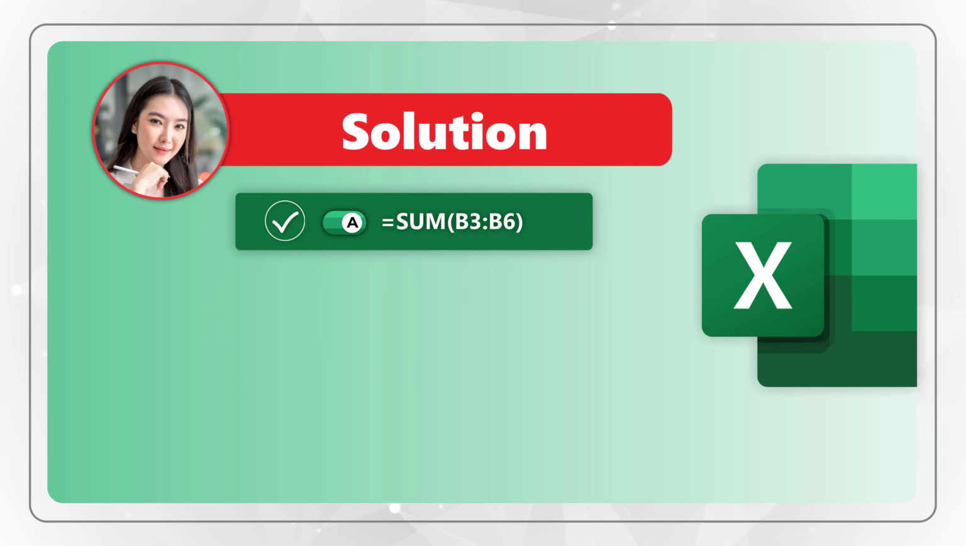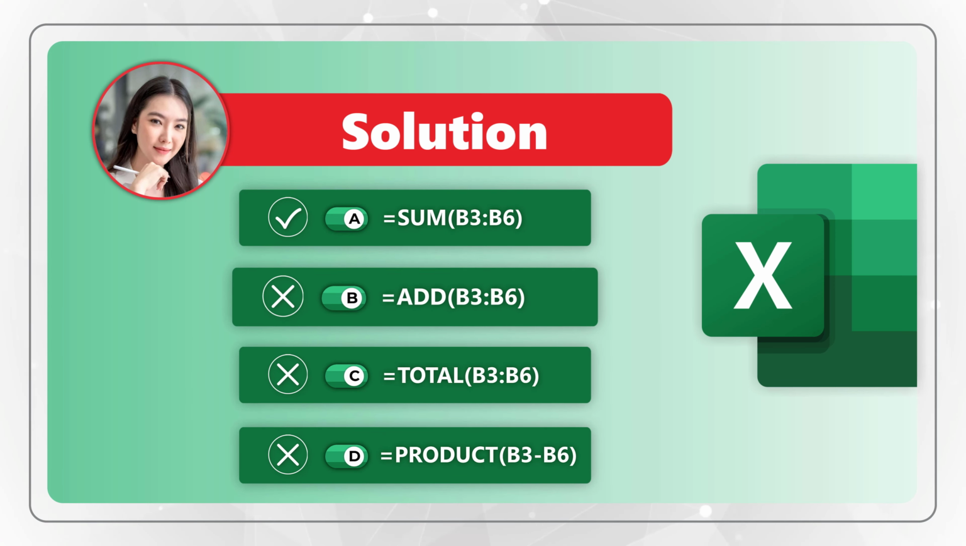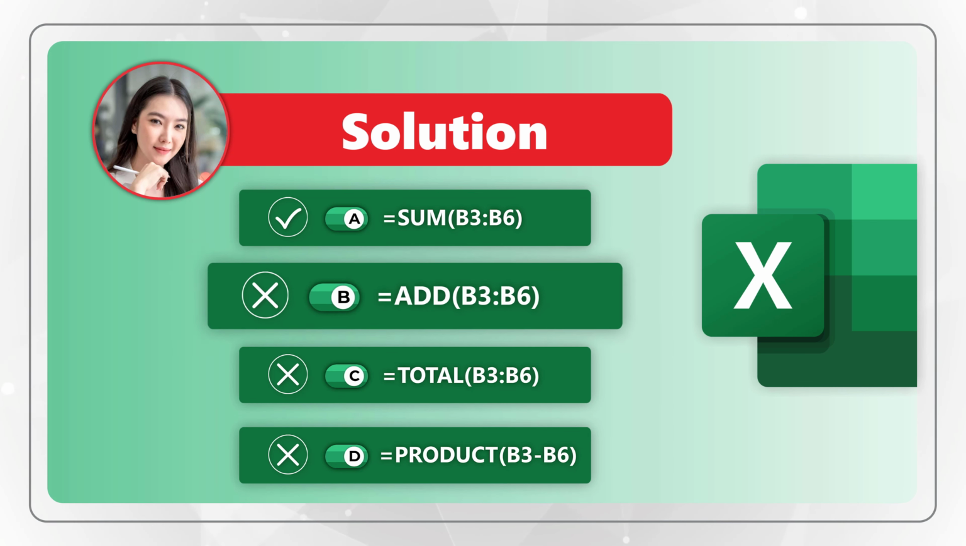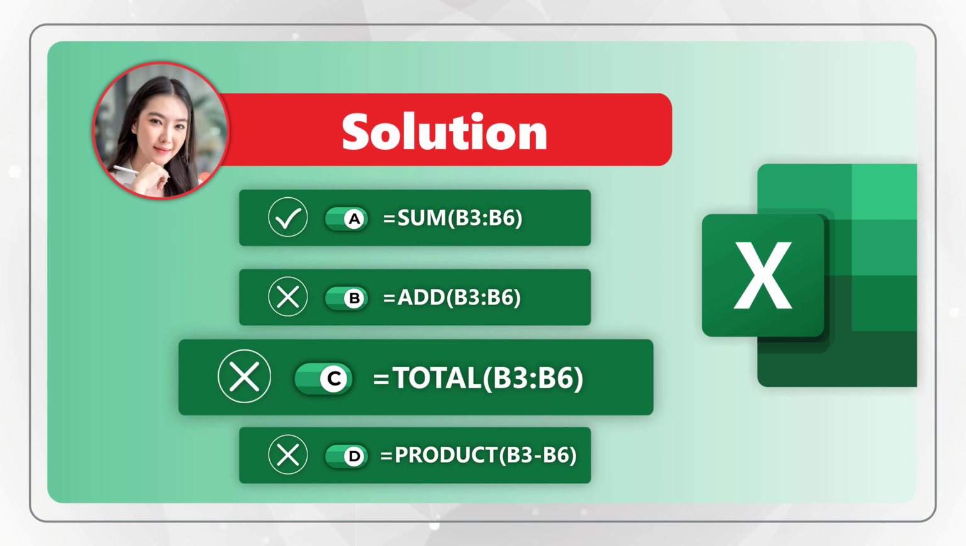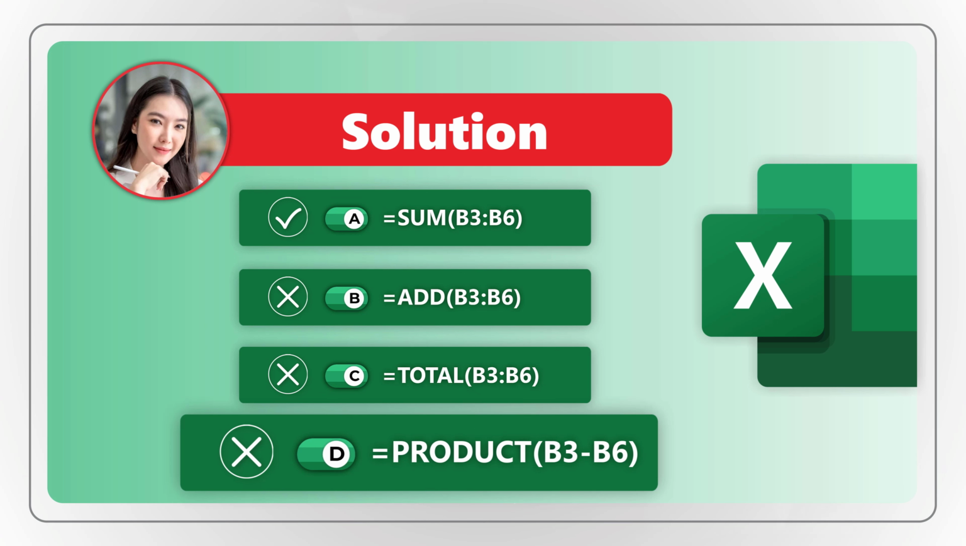Let's look at why other options are incorrect. Option B, ADD values B3 through B6, is not a valid Excel formula. Option C, TOTAL B3 through B6, is also not a valid Excel formula. And choice D, PRODUCT B3 minus B6, will multiply the values in the range B3 through B6 together, and it will not give you the total sales for 2022.